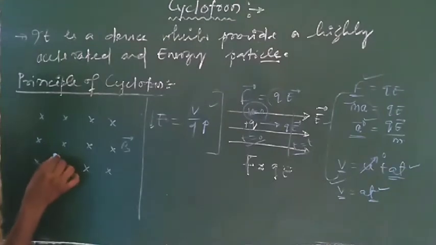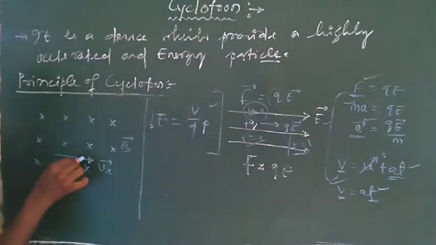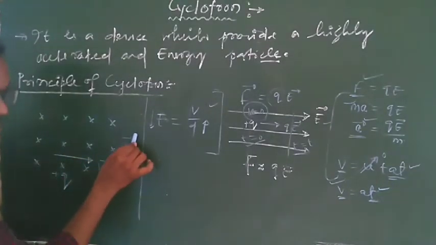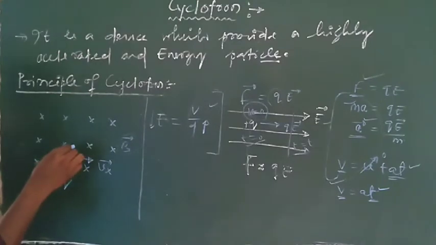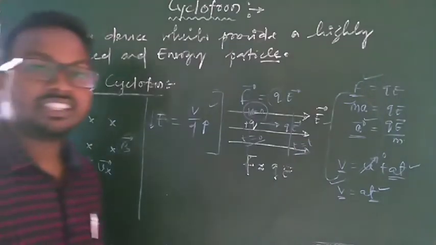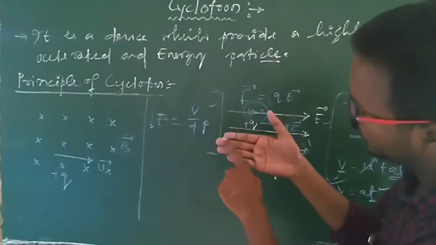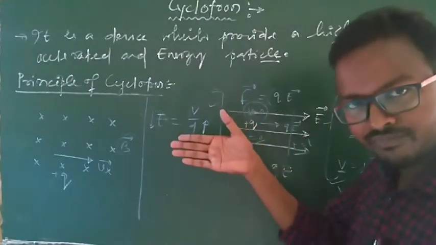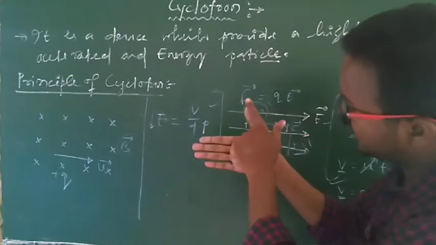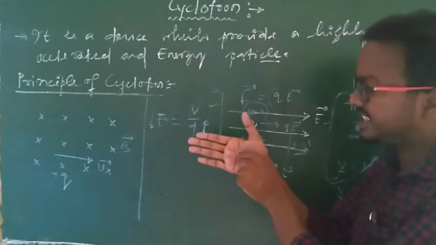Suppose we have a positive charge Q moving in this direction with velocity v. This charged particle enters the magnetic field perpendicular to it, so the angle between them is 90 degrees. We know the right hand palm rule: the tips of the fingers indicate the direction of the magnetic field, the thumb indicates the motion of the charged particle or electric current, and the palm of the right hand gives the direction of the magnetic force.